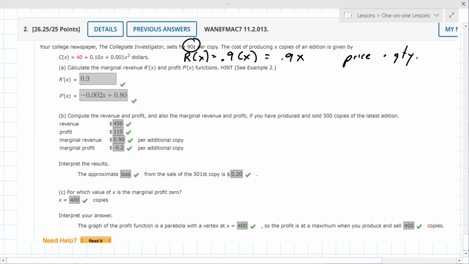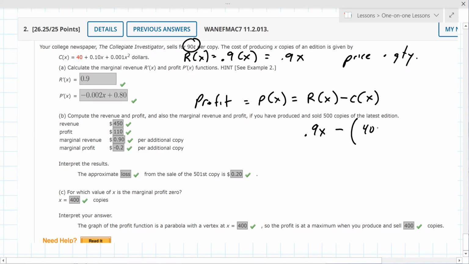Okay, so your profit function, which I'll write out, profit. It's usually P of X is revenue minus cost. Okay. So the way that you got this here is you found the revenue function, which is 0.9x. Then you subtracted in parentheses this cost function all the way up here, 40 plus 0.1x plus 0.001x squared.